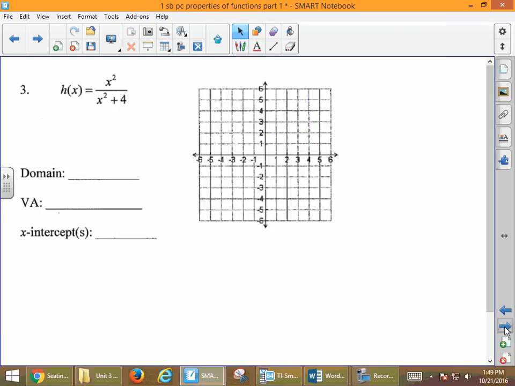Let's try another one. Again, you may find it helpful to type the function into your calculator.